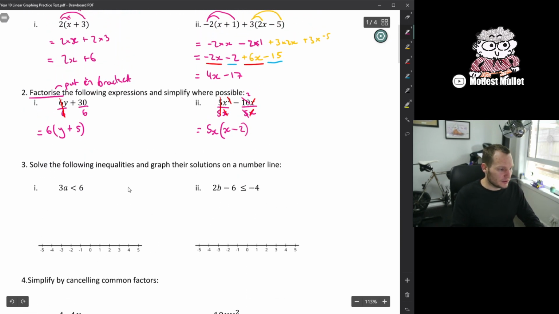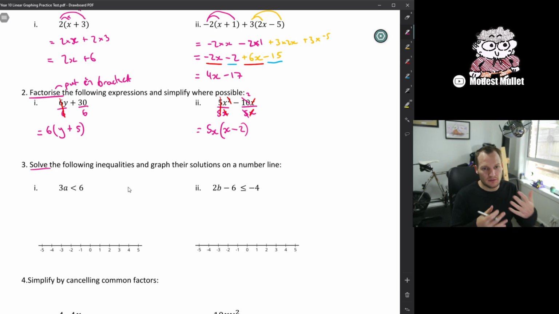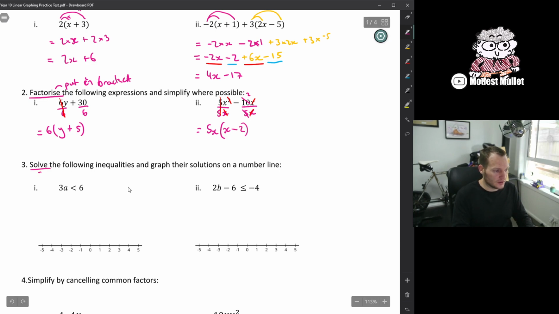Question 3 is about inequalities. So solve the following inequalities and graph their solutions on the number line. Solving means we need to rearrange these inequalities so that we get the variable by itself. Our goal in all of these, be it inequalities or equations, is to get the variable by itself, because once we have it by itself, that tells us what it's equal to, or unequal to in this case, since we're doing inequalities.